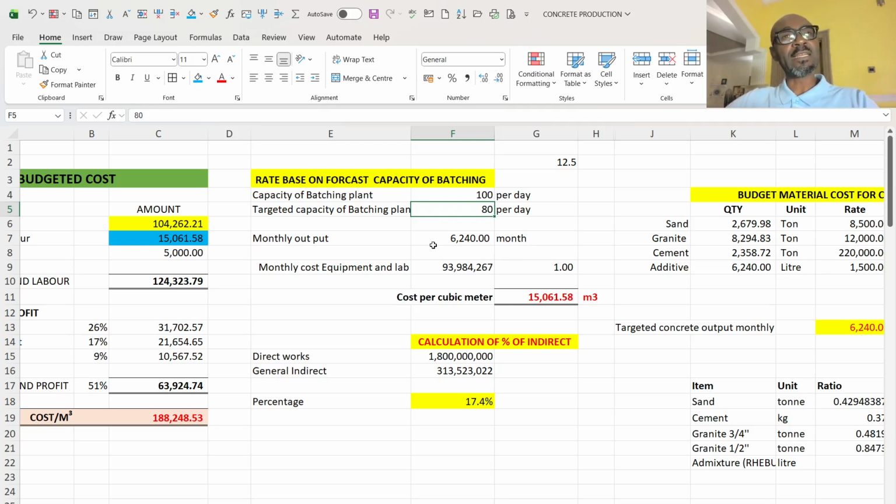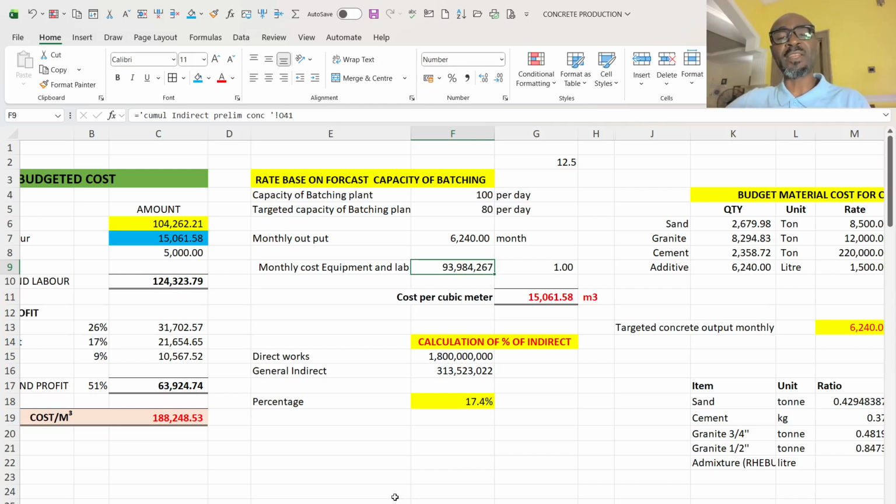And I had planned that I'm going to achieve 2,080 cubic meter for the first, second, and third month. So I now multiply it by 26 by 3 to give me a total of 6,240 cubic meter in those 3 months. So now I extracted all the equipment relating to concrete from my preliminaries, and computed what the cost would be in 3 months.